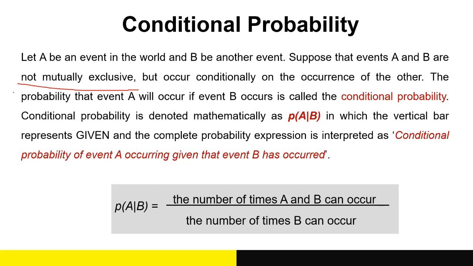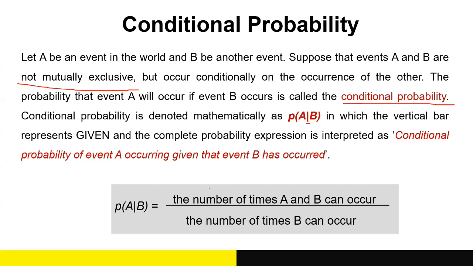And the probability that event A will occur if event B occurs is called the conditional probability. So conditional probability refers to the measure of probability of an event occurring given that another event has already occurred. And conditional probability is denoted mathematically as the conditional probability of event A occurring given that event B has occurred, in which the vertical bar represents "given". The complete probability expression is interpreted as the conditional probability of event A occurring given that event B has occurred.